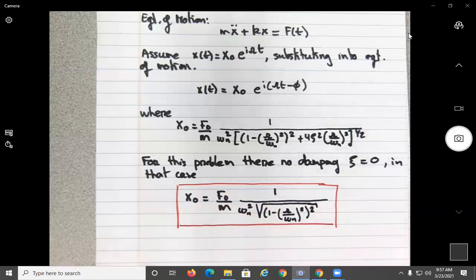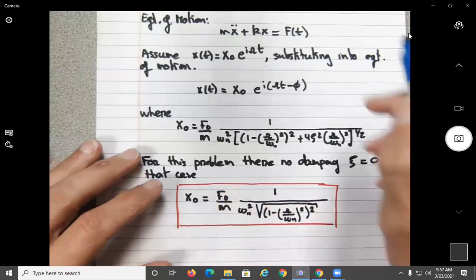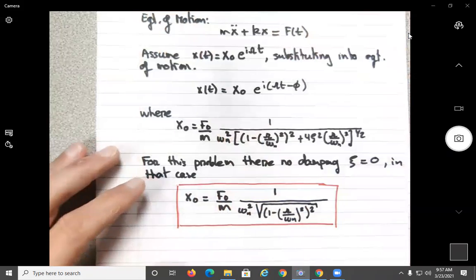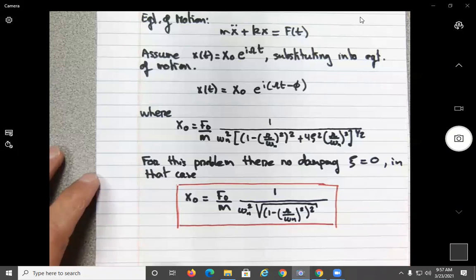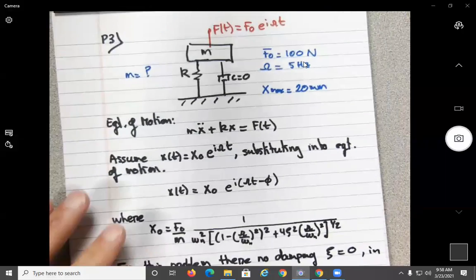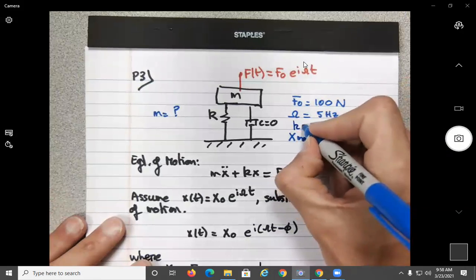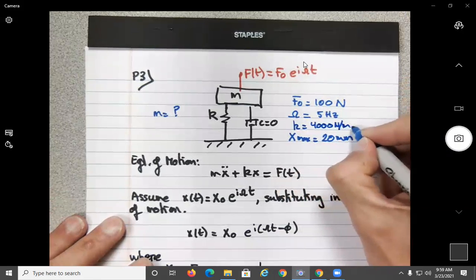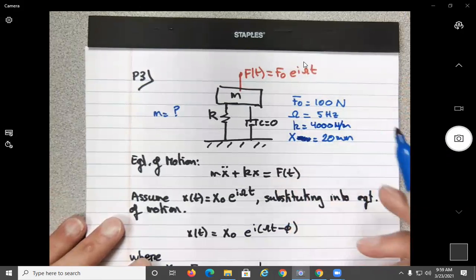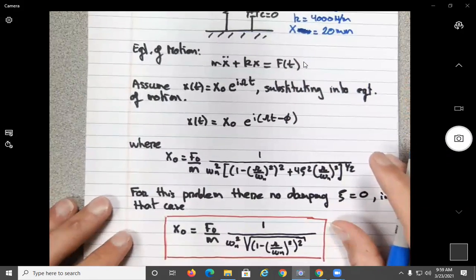All right, so let me go back to the problem statement. A mass is suspended from the spring. The amplitude of the forced motion of the mass is observed to be 20 millimeters. Find the value of m. So we need to find the mass. Let me think for one second. This time I forgot to put that the stiffness K is 4,000 newtons per meter, and here they never say this is a maximum, they just say this is X.